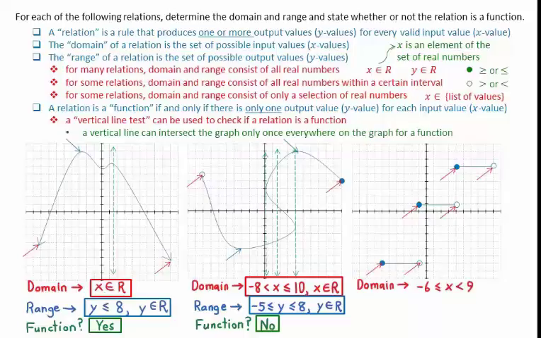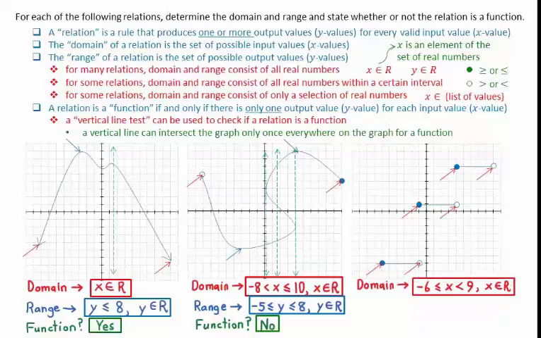We have an open circle at the point (9, 6). This means we cannot include 9 within the domain. We therefore have a domain -6 less than or equal to x, less than 9. We must include all real numbers within that interval.